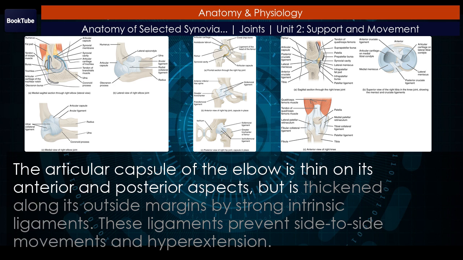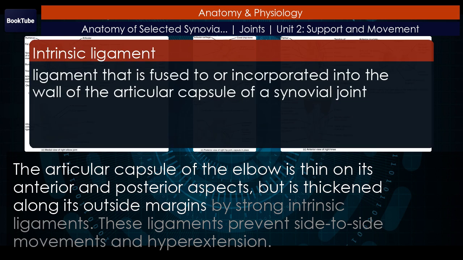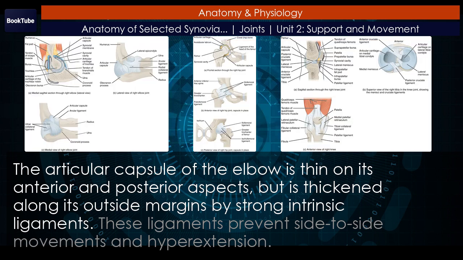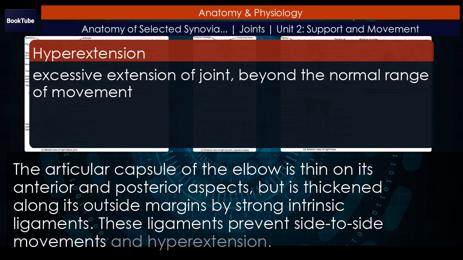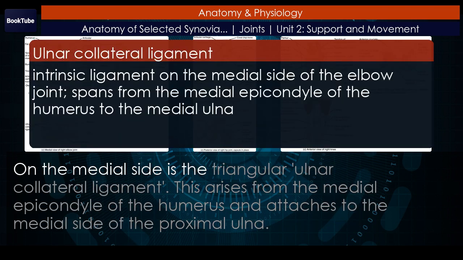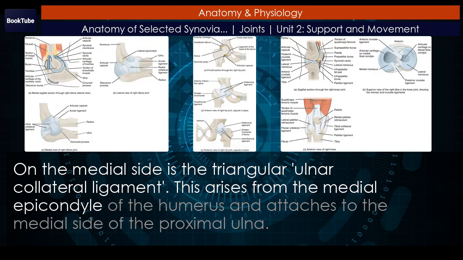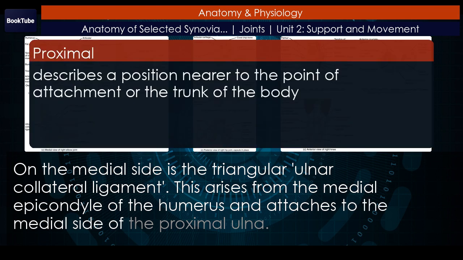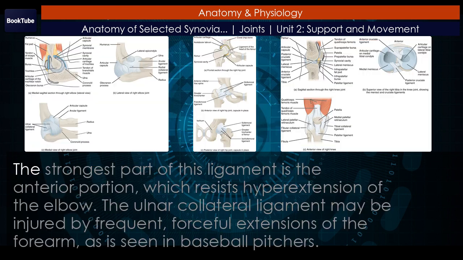its outside margins by strong intrinsic ligaments. These ligaments prevent side-to-side movements and hyperextension. On the medial side is the triangular ulnar collateral ligament. This arises from the medial epicondyle of the humerus and attaches to the medial side of the proximal ulna. The strongest part of this ligament is the anterior portion, which resists hyperextension of the elbow.